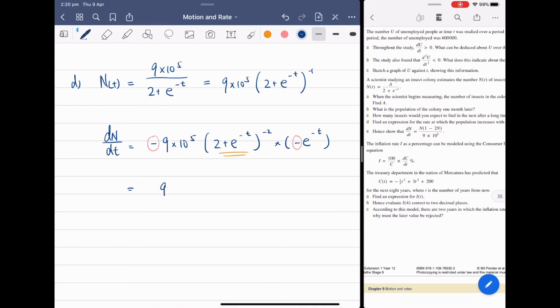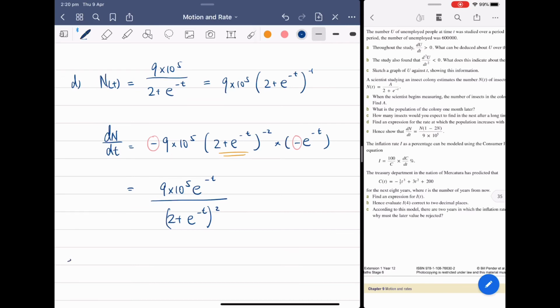And then we have 9 times 10 to the power of 5, e to the power of minus t over 2 plus e to the power of minus t to the power of 2. Alright, because that minus 2 as a power, I change that into a fraction. Okay, so that's D finished. Now, we're going to move on to the next one.